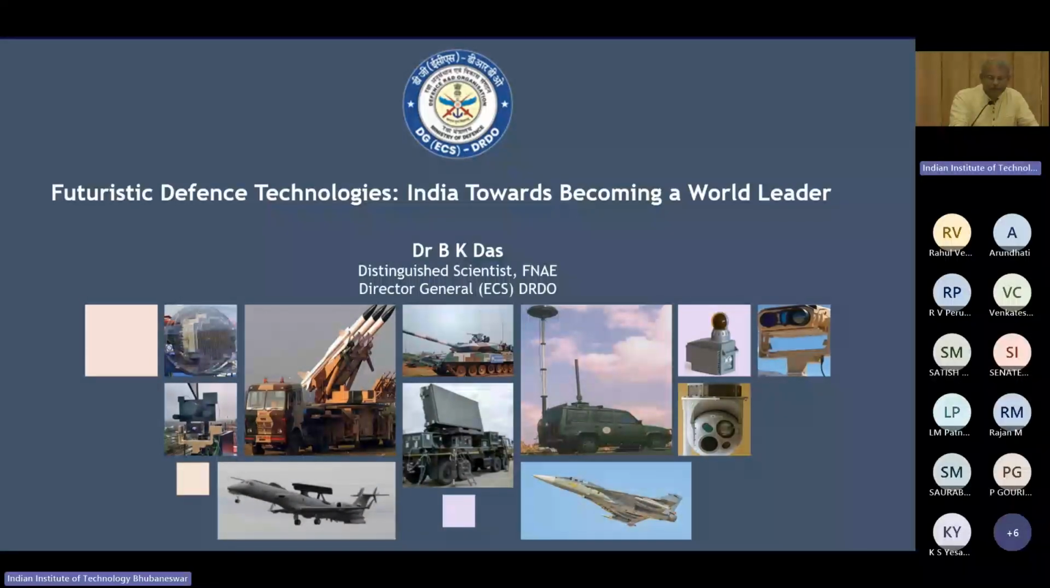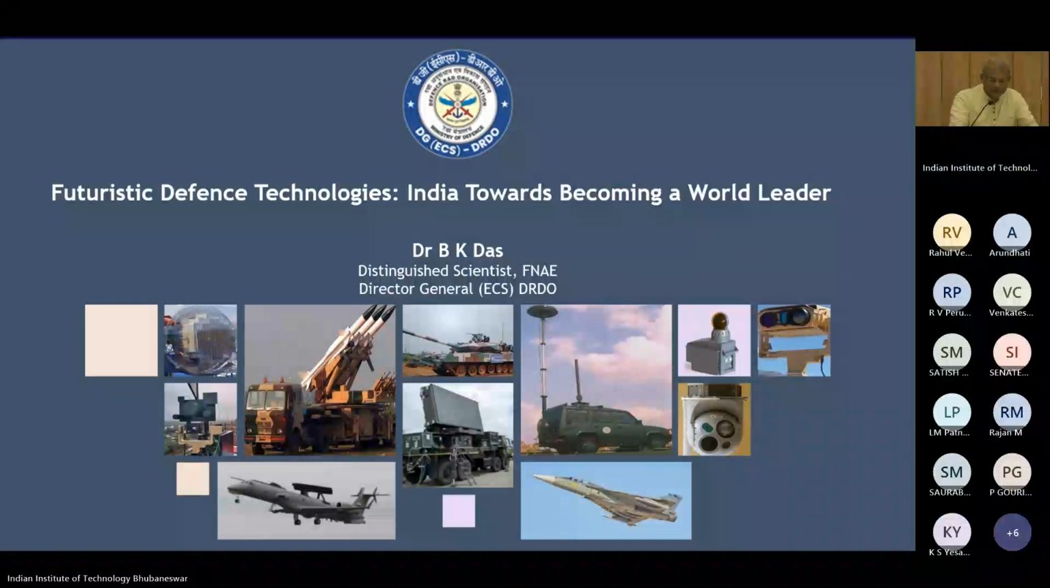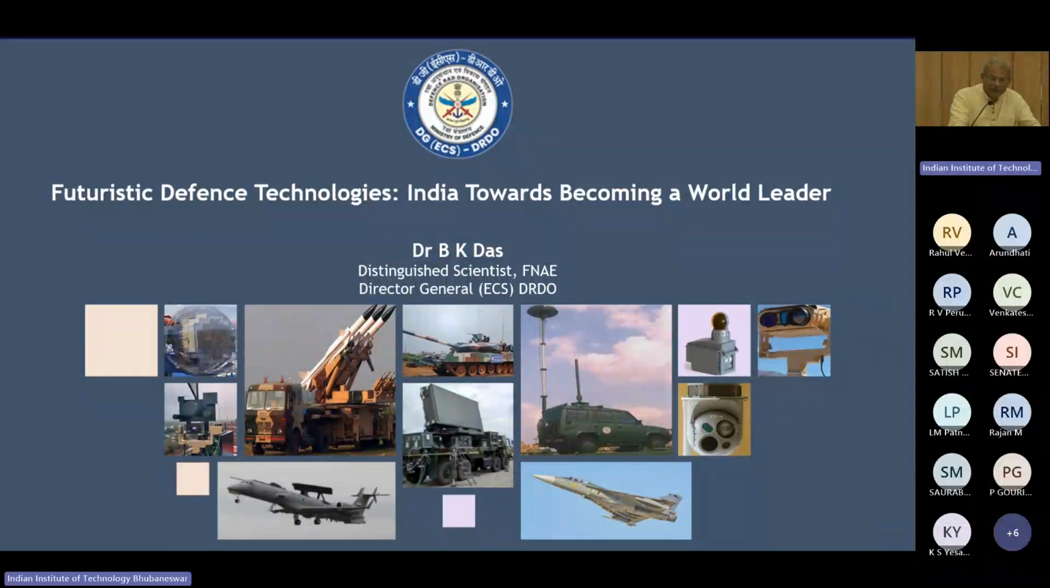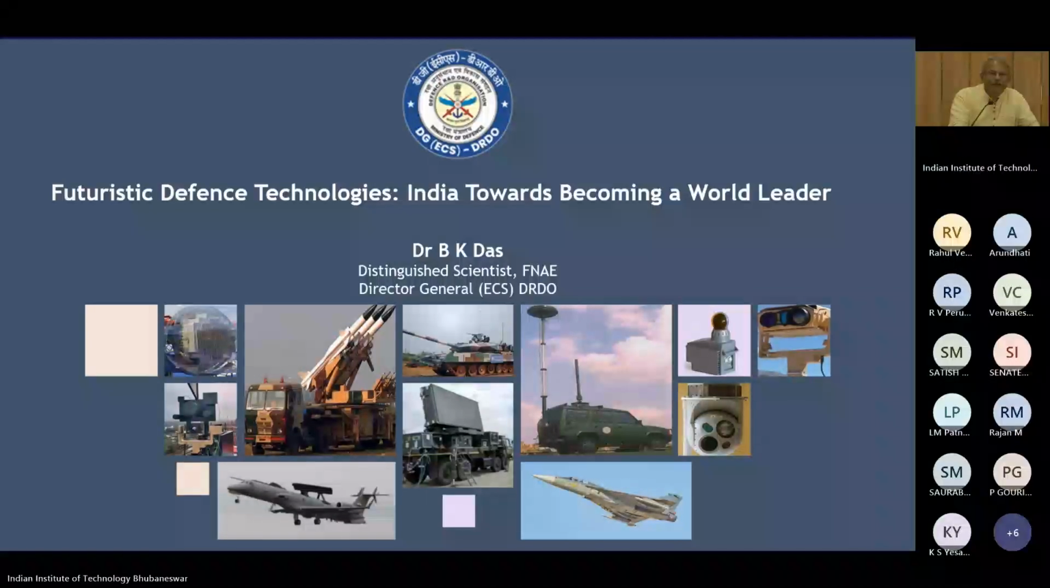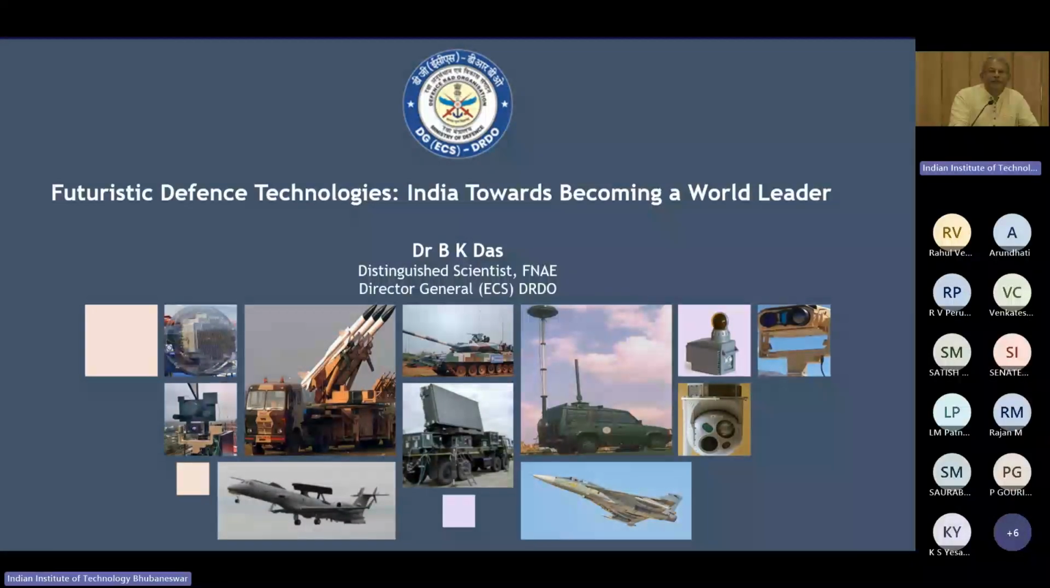And the example of, let's say, BrahMos missile playing its role in the recent unfortunate conflict is also an example of systems level technological advancement. The third level is the components level. This level, however, we are not as strong as we should be. And that is one of the areas that we need to strengthen.